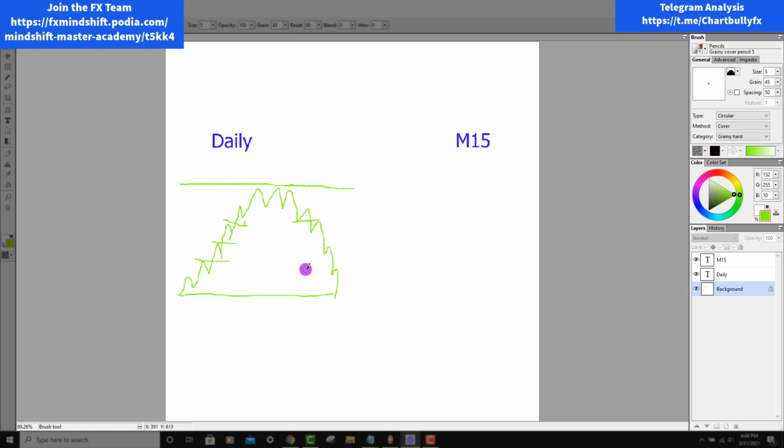So in hindsight, that looks easy, right? But the market is pulsating with the candles. It might not always come and hit this area right here, right? It might miss it by 5-10 pips.